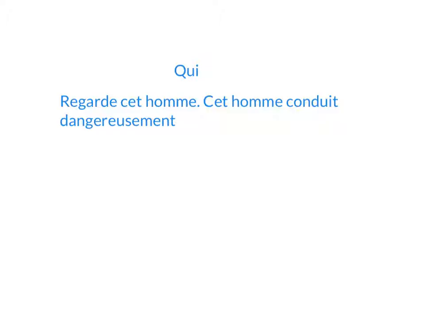And if we look at those sentences, regarde cet homme, il conduit dangereusement. Now we've got cet homme twice, so we're going to want to replace it and say, look at this man who drives dangerously. So this part there, cet homme, is going to be replaced by the relative pronoun. Now if we look at this, cet homme is the subject of the verb conduire. So when we replace the subject of the verb, we use qui.